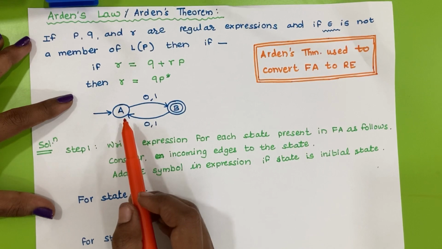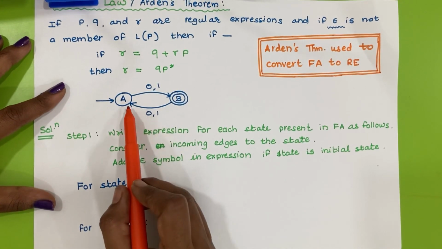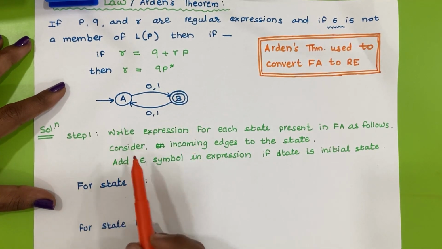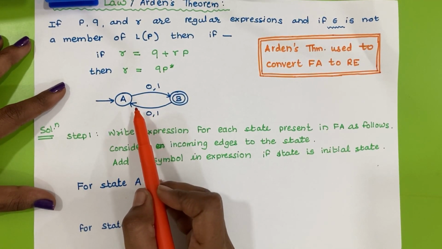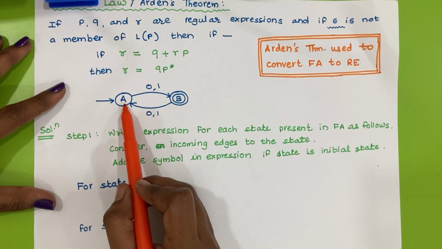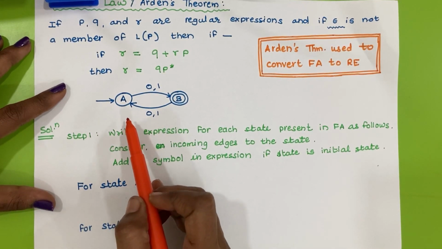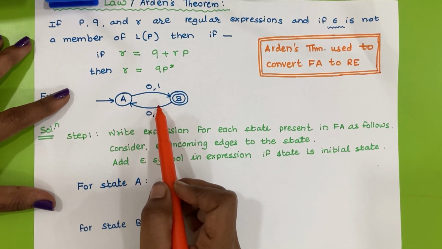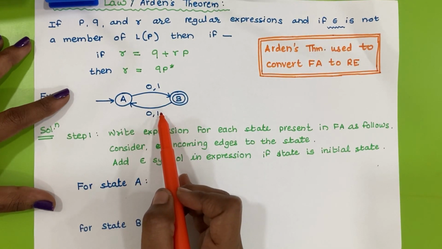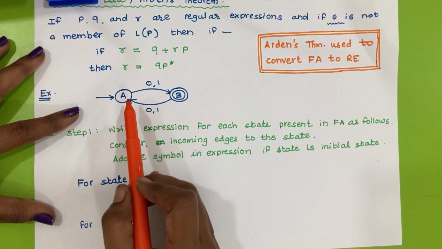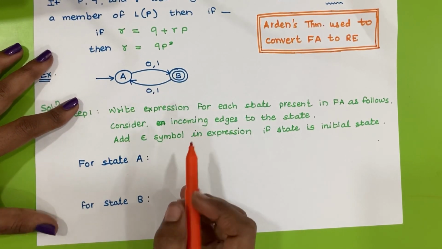So now we'll start to write the expression for each and every state present in the given FA. There are rules for writing an expression for a given state. The rules are the same for all the states present in the FA except the initial state. So here we will first consider the initial state to write an expression.